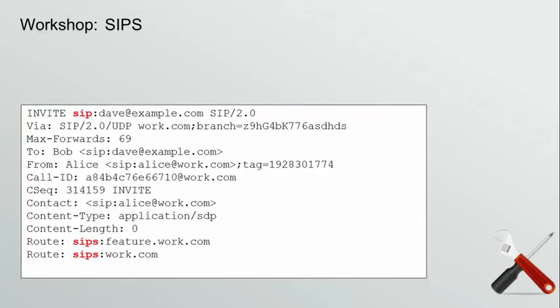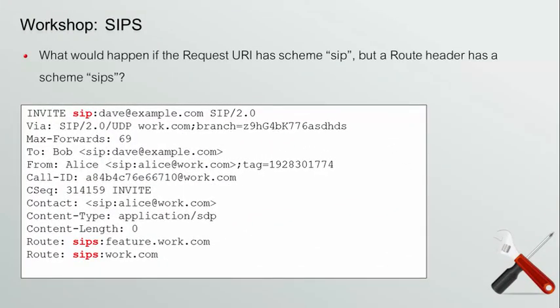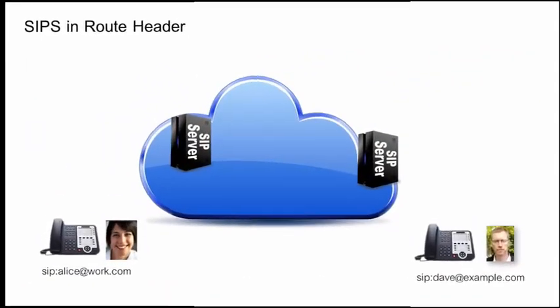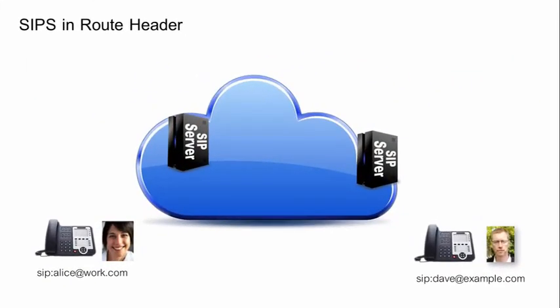Take a look at this one. What do you think should happen if the request URI has a normal SIP scheme, but one or more of the route headers has a SIPS scheme? Have a think and press play when you're ready. A secure SIPS scheme in the route header means the request should be routed securely just over that particular hop.